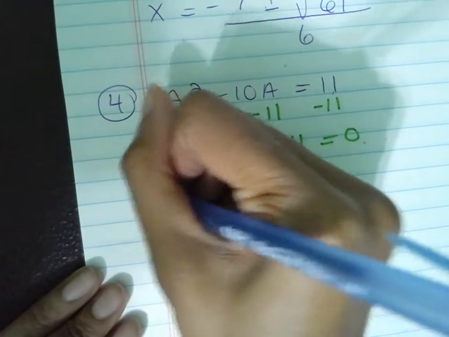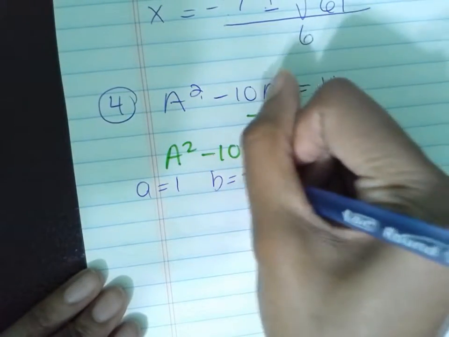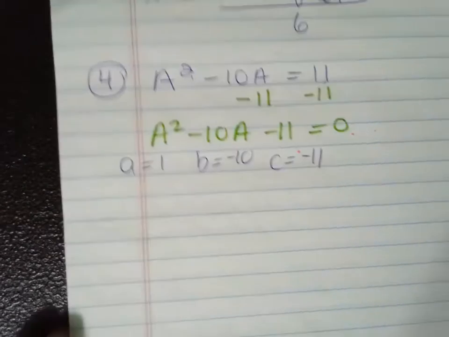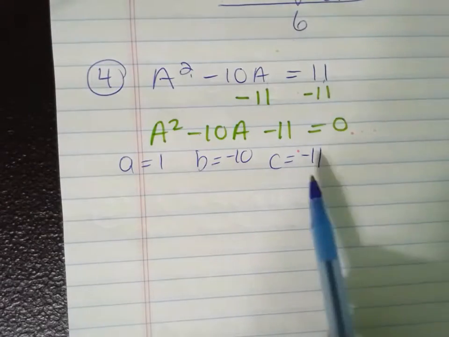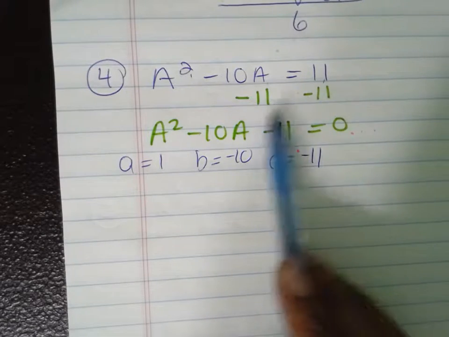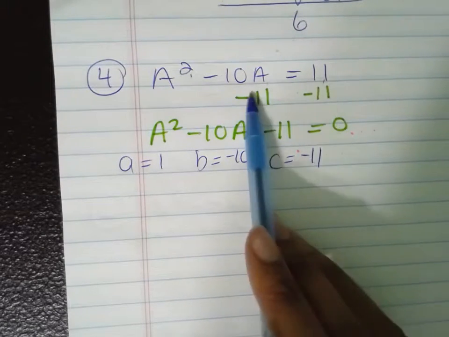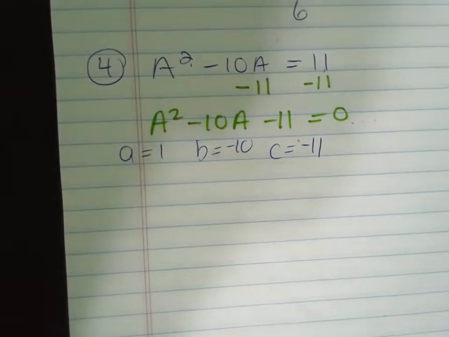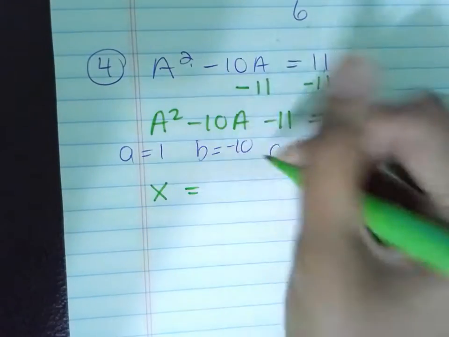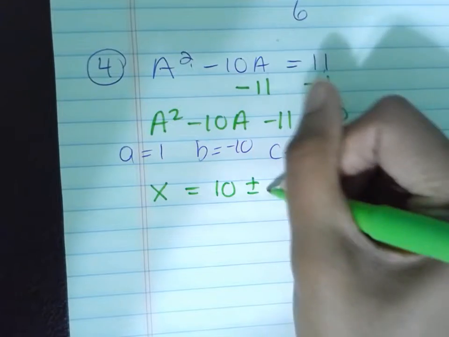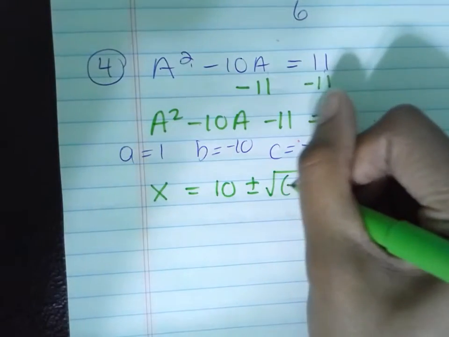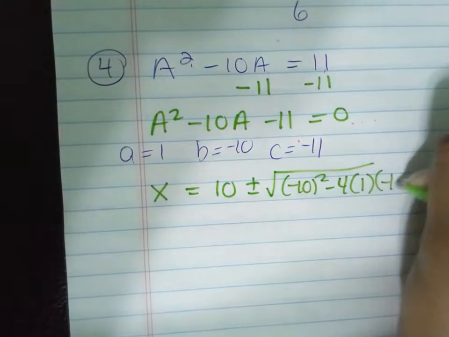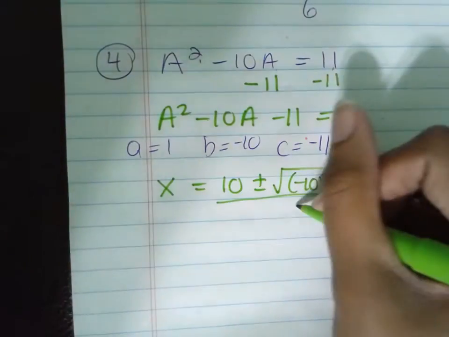So a equals 1, b equals negative 10, c equals negative 11. A common mistake some make would be to say c is 11, but no, it's negative 11. Make sure it's the opposite if it's on the other side of the equal sign. When you move it, you've got to use the opposite. So we have x equals opposite b plus and minus radical b squared minus 4ac all over 2a.